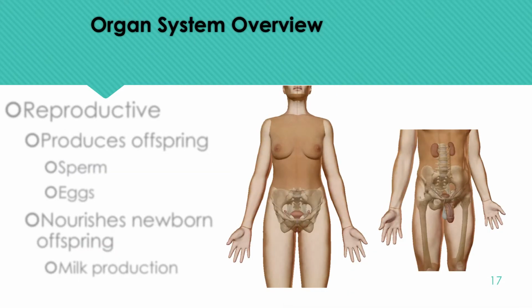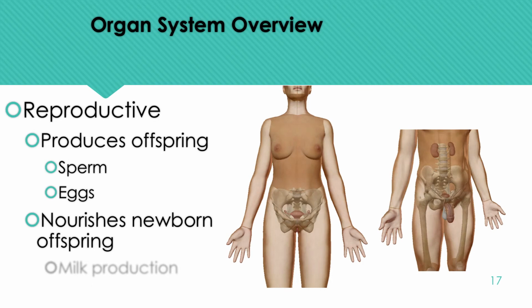And finally, we have the reproductive system, which functions to produce offspring. In males, we produce sperm. In females, we produce eggs. Also in females, we have mammary glands that nourish newborn offspring in the form of milk production.